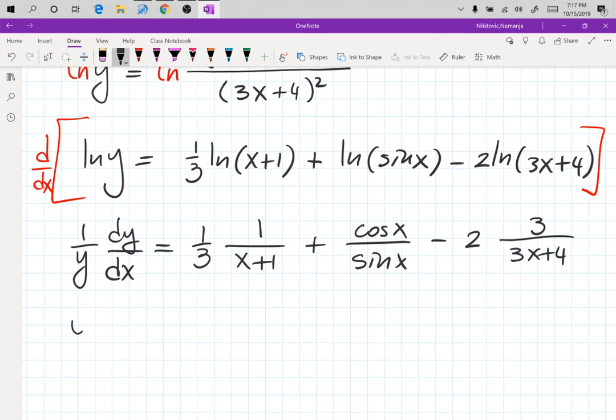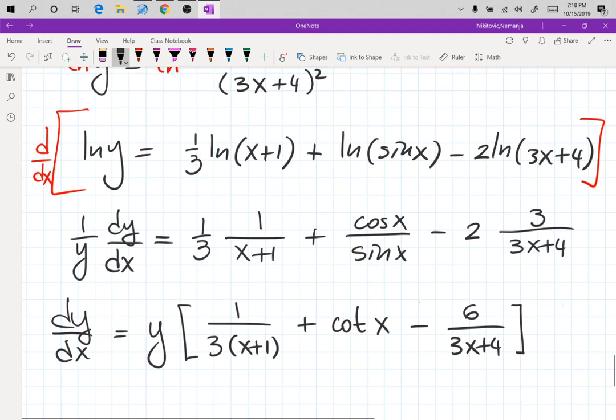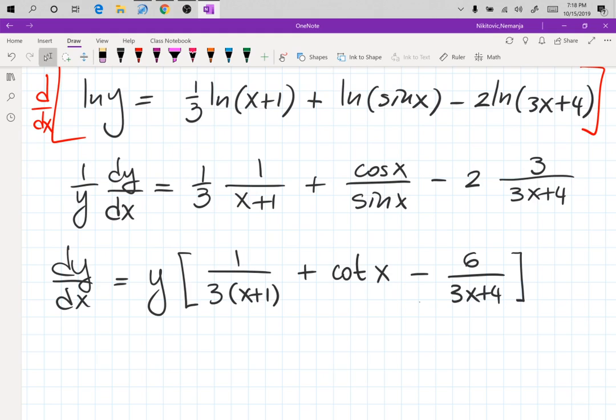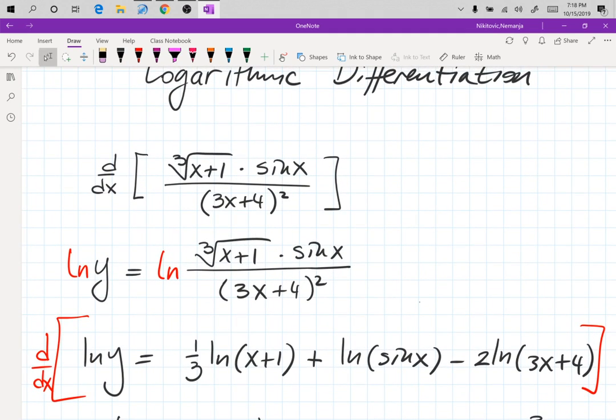Move y to the right-hand side, so you have your dy/dx, the derivative, is equal to y times 1 over 3x plus 1, plus cotangent x, minus 6 over 3x plus 4. And then just copy the original problem into y and you're done. The original problem was this mess here.